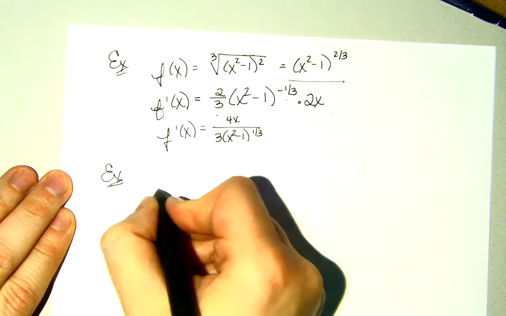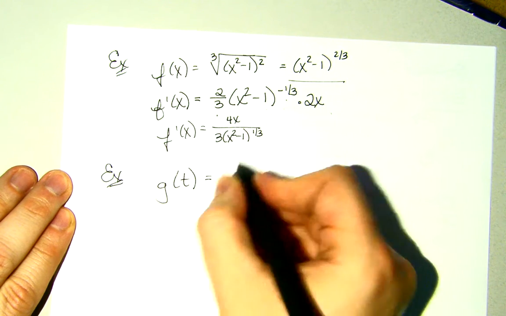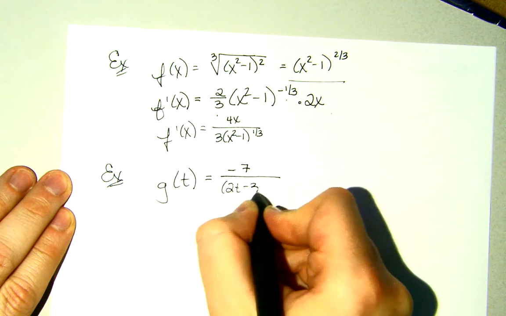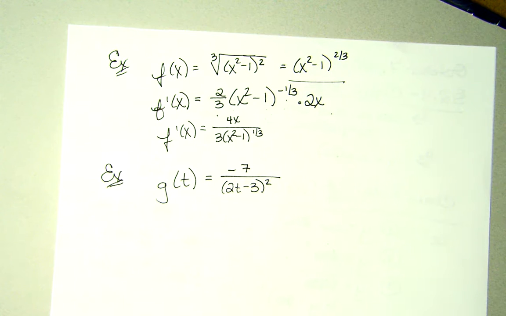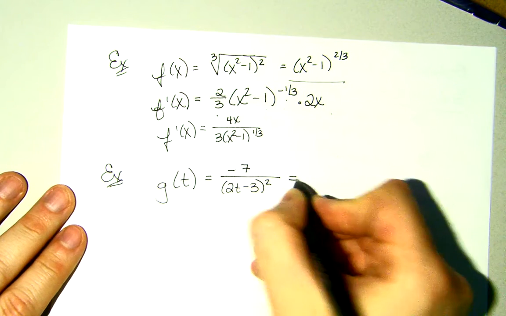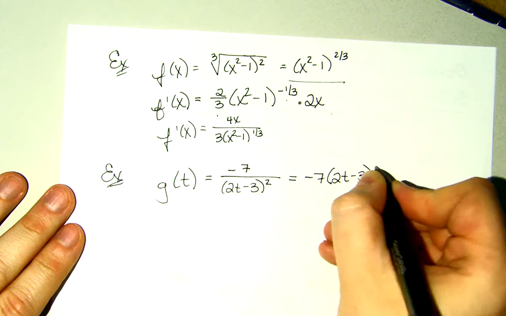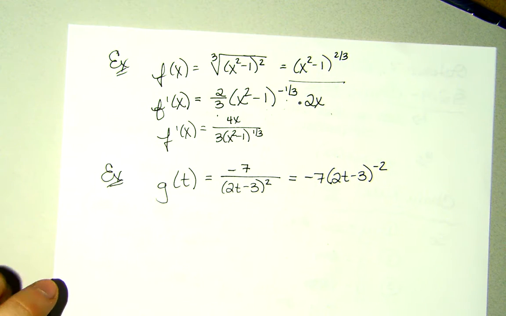Okay. What about, let's move on to t's, because we can change the variable and that shouldn't do anything to it. G of t equals negative 7 over 2t minus 3 squared. I want to see if you can rewrite this so it's in a good form for us to use chain rule. And then go use the chain rule. Negative 7 over 2t minus 3, that thing squared. Hopefully that's negative 7 times 2t minus 3 to the negative 2.